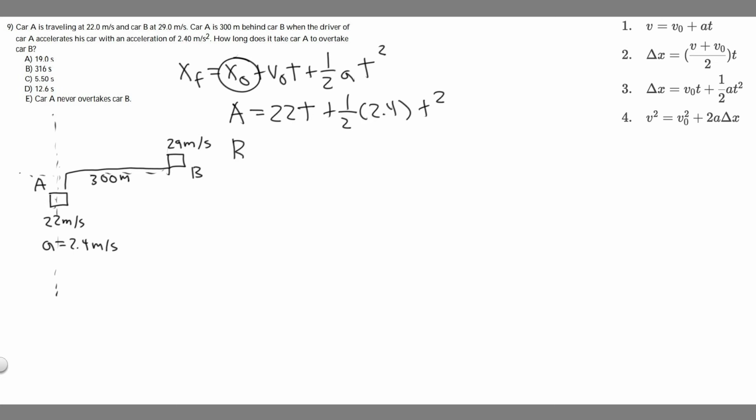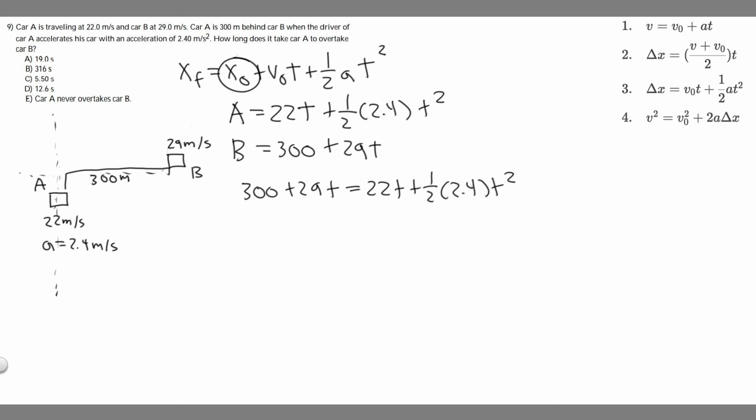Now let's move on to B. For B, if this is the origin, its initial position is 300 meters ahead of the origin, so x0 is 300. Then plus v sub 0, its initial velocity, is 29 times t, and then plus 1/2 its acceleration, which is 0. It's not accelerating, so this whole term is 0 and we don't have to add it. So we get 300 plus 29t for B, and we set it equal to A, because we want to find the time at which they're equal: 1/2 times 2.4 times t squared plus 22t.